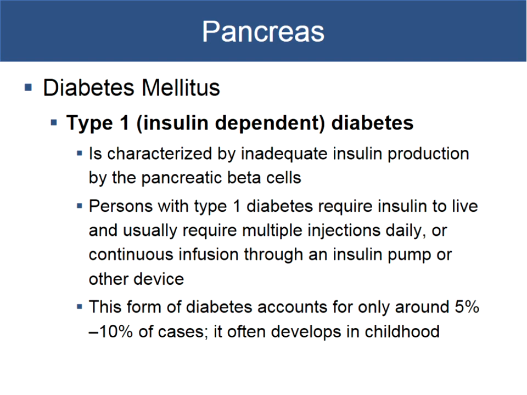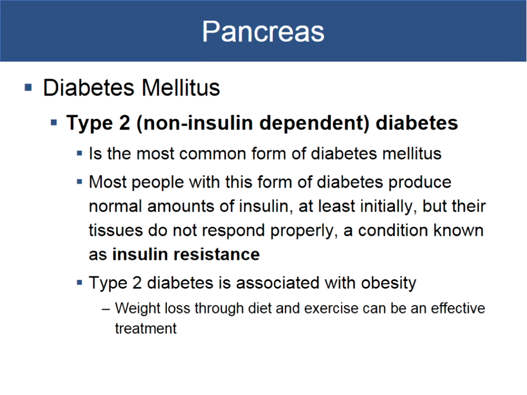This form of diabetes accounts for only about 5% of the cases of diabetes, this type 1. Most of them develop in childhood or early adulthood, like 19, 24. We'll see people develop type 1 diabetes.